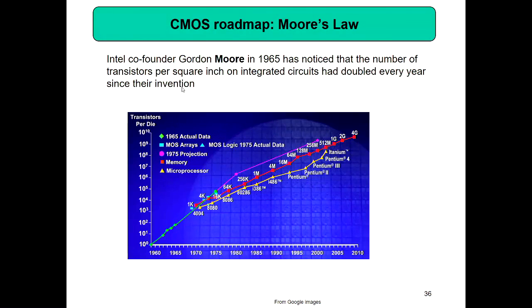So the channel width is reducing. Another way of looking at it is that Gordon Moore said the channel width, or the process technology, will become smaller and then your transistor number will double. You can see from the 1960s and then 1965 that it is exactly following what Gordon Moore predicted.